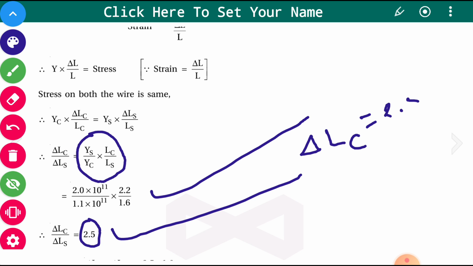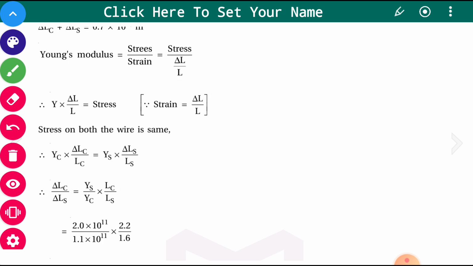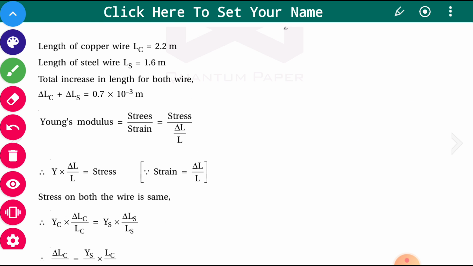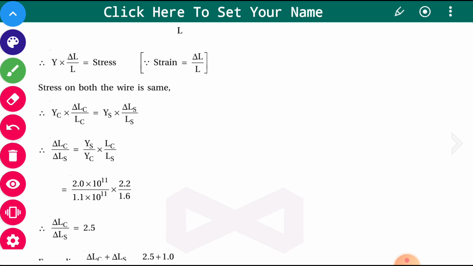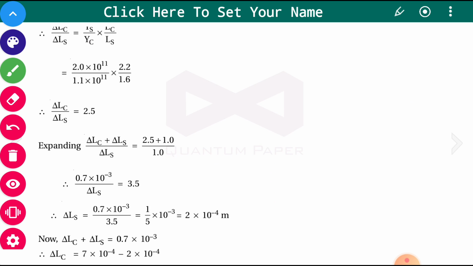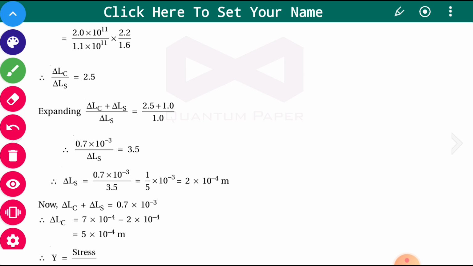And if you write, say, delta LC is equal to 2.5 delta LS, then this value can be substituted in the equation which we have already written in this equation. Then the value of delta LS and delta LC can be obtained. Very easy to do it.